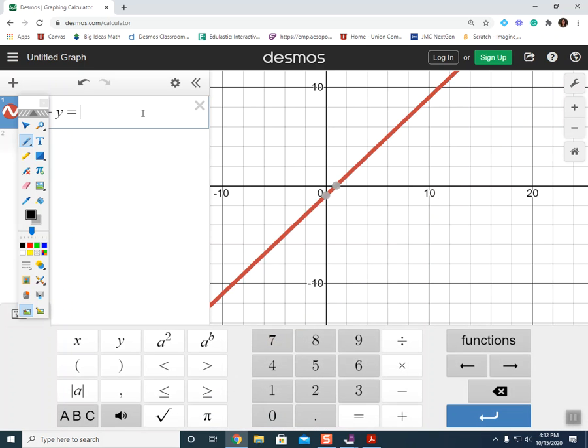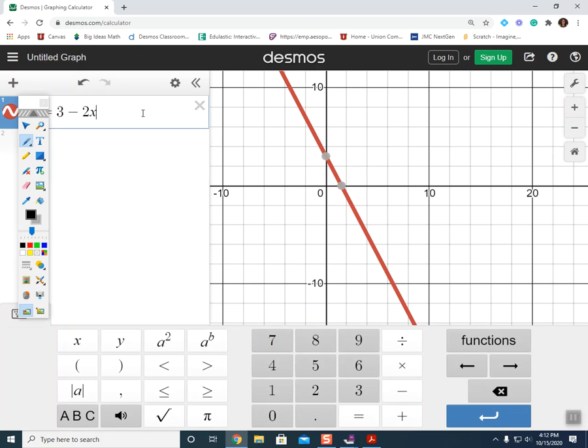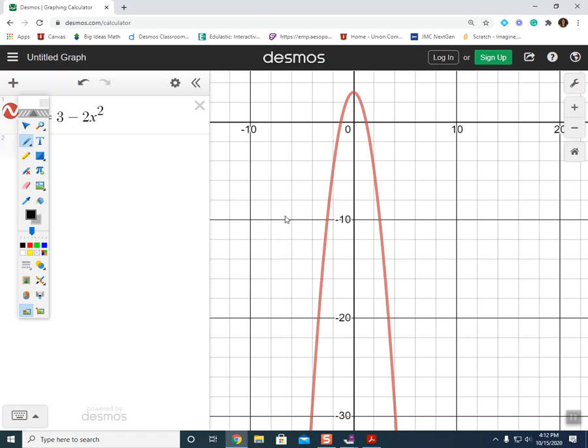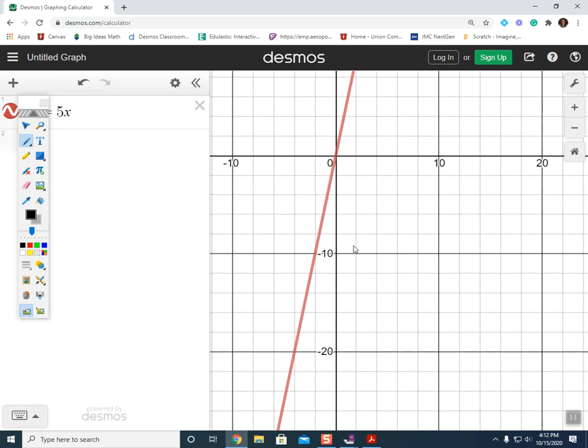Let's take a look at our next one. y equals 3 minus 2x squared. Linear or nonlinear? Obviously nonlinear, right? We have a downward facing parabola. Nonlinear. My next one, I have y equals 5x. Linear or nonlinear? Straight line. This is linear.